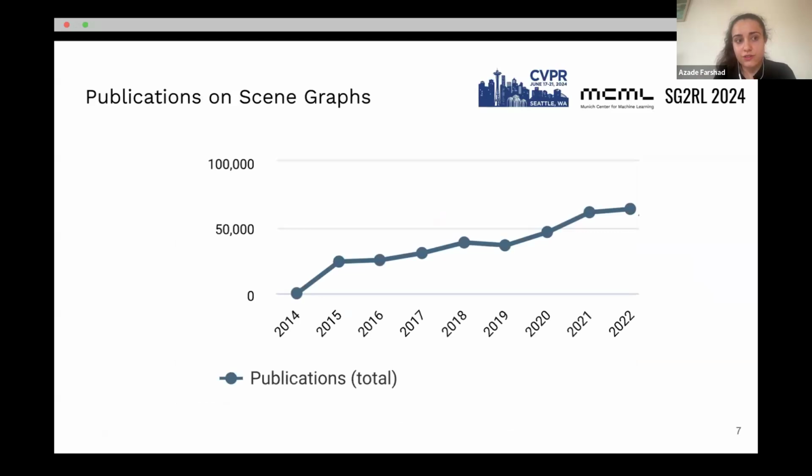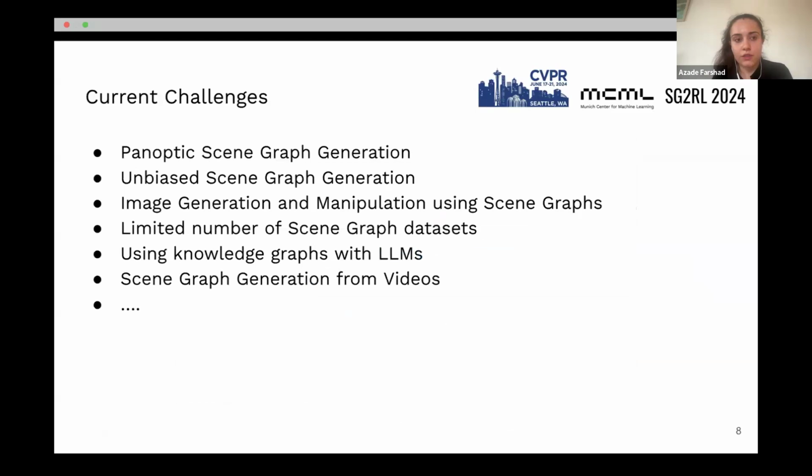And as you can see, the number of publications on scene graphs has increased since the early advent of this topic, and it's still increasing. And there are still a lot of challenges with scene graphs, such as panoptic scene graph generation, image generation and manipulation with scene graphs, using knowledge graphs and LLMs also for scene graphs, and scene graph generation from videos.